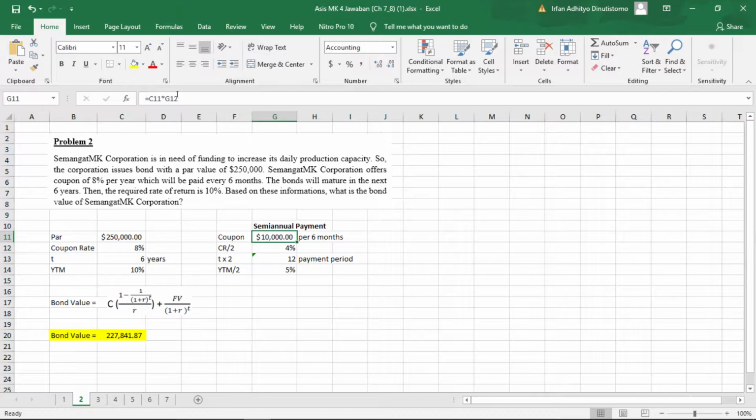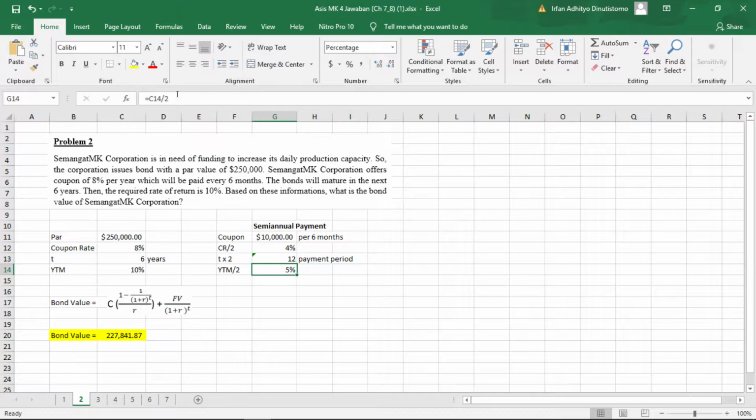So what's the difference between the annual and the semi-annual payment? The first one is the coupon rate, so you have a different coupon. The second one is the number of payments. The bond will mature in 6 years, so it will have 12 payment periods, because every year you get 2 payments. The yield to maturity is usually stated annually, so you have to divide it by half, in this case from 10% to 5%.